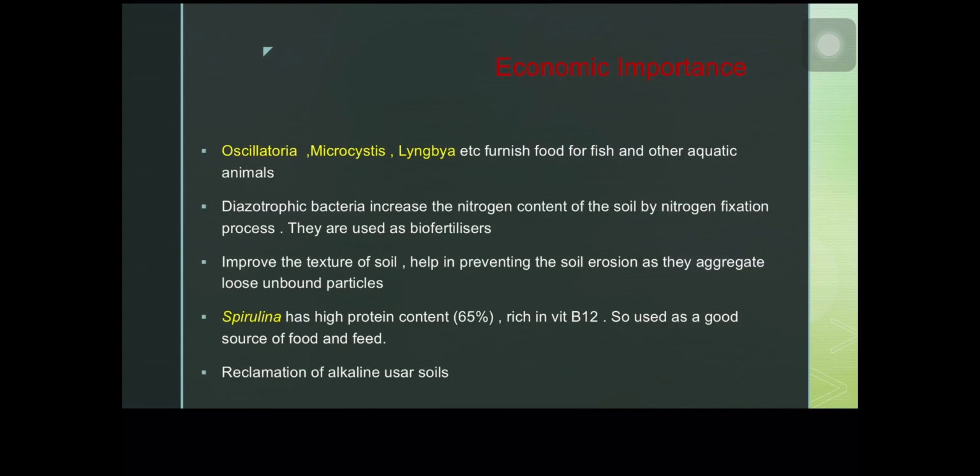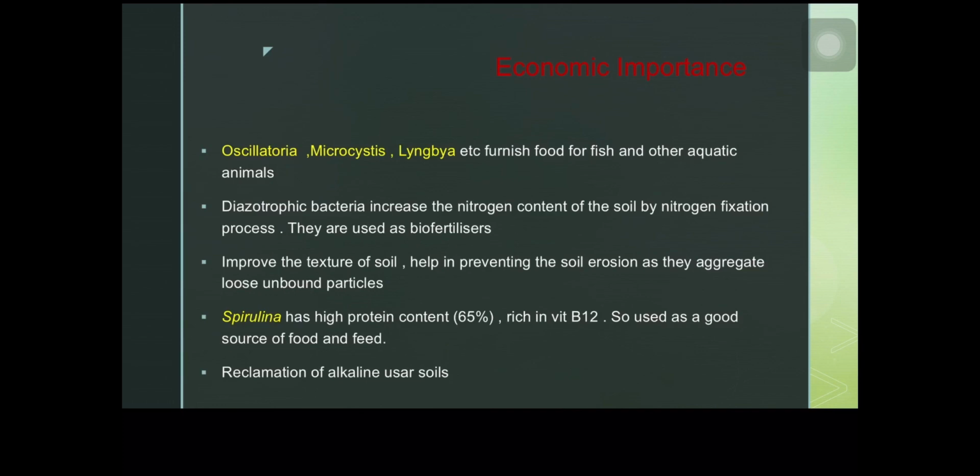Another one is they are diazotrophs, that means they have the ability to fix nitrogen. So by means of this process, it improves the nitrogen content of the soil, helpful to improve soil fertility. So now these cyanobacteria are employed as biofertilizers to improve the nitrogen fixation in the crops. These bacteria prevent soil erosion. How? They aggregate the loose unbound soil particles so that the texture of the soil can be improved. Like that, it can prevent soil erosion.